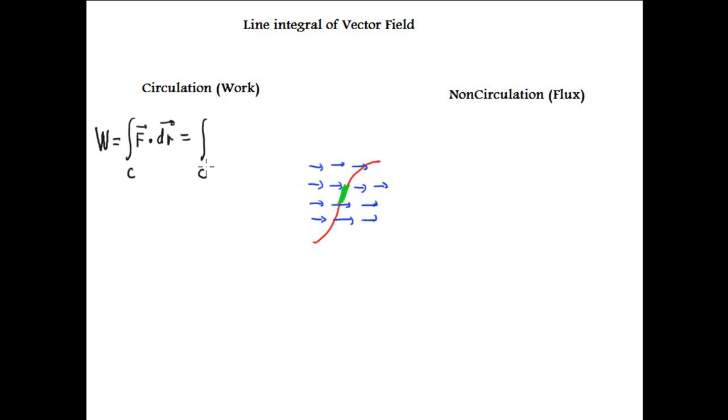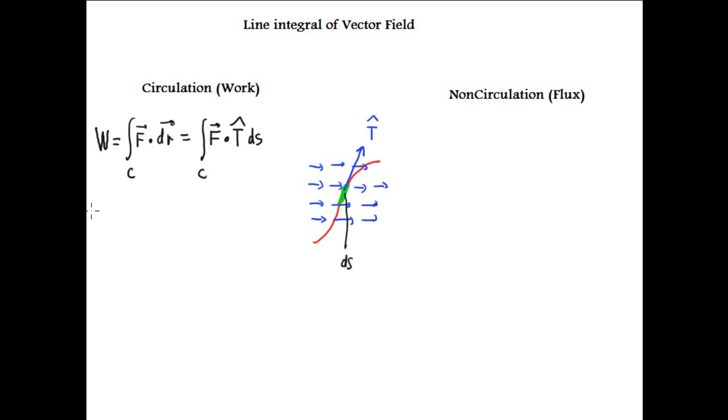Now, this is equivalent to saying vector field dot product tangent unit vector times ds. Who is ds? ds is the element of the arc length. This is a scalar. But if you multiply it by the tangent unit vector, we get dr.